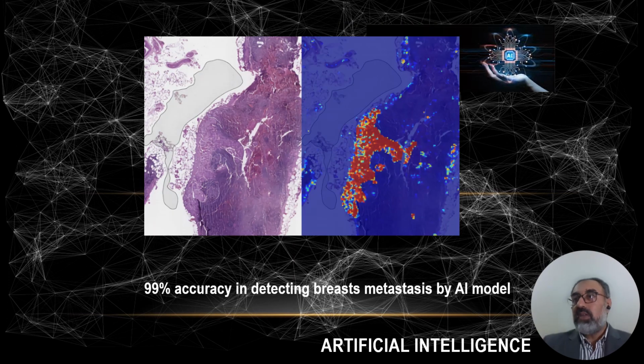Okay, I was going through certain research papers, and they even found 99% accuracy in detecting breast metastasis by an AI model. So that's a benefit of using AI-enabled diagnostic systems.